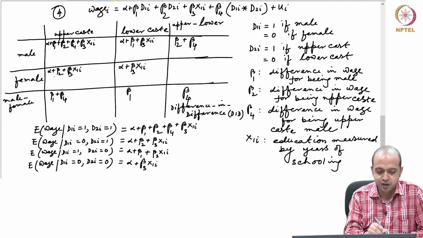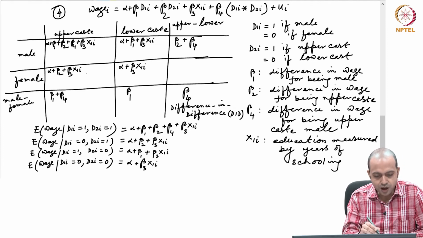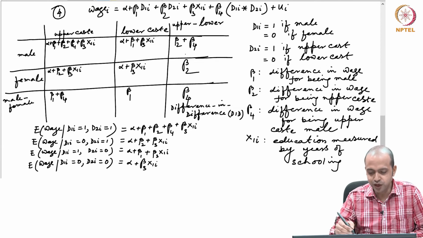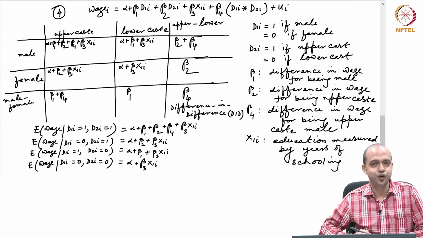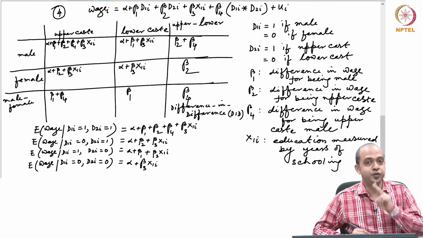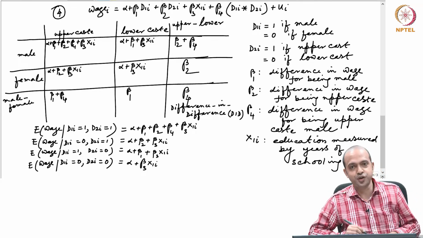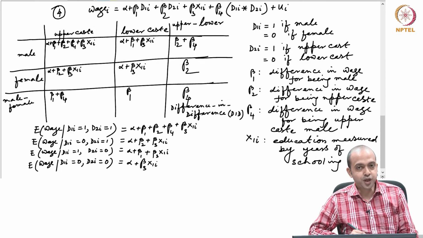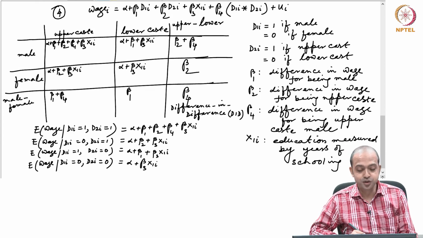Similarly, if you take the caste difference for the female category, this minus this, alpha will get cancelled, beta 3 will get cancelled, then you will get beta 2. And then if you again take the difference in difference, that means column wise, you will still get beta 4. So, beta 4 basically gives you two types of interpretation. What are the two types of interpretation?